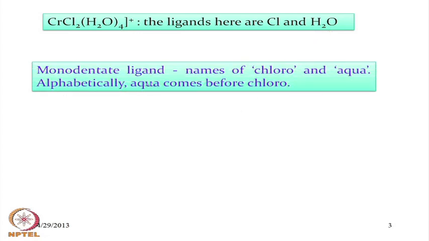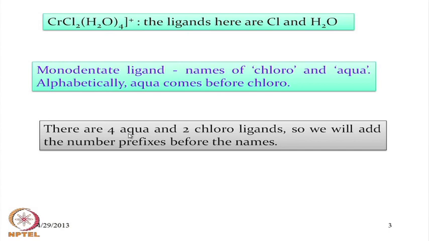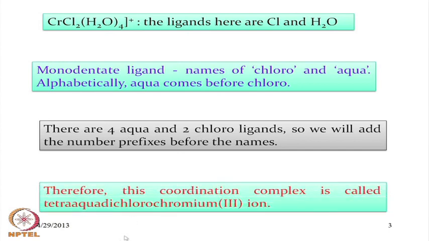So, when we have the monodentate ligands like Cl or H2O, we name them as chloro or aqua, and alphabetically we will find that A comes before C, therefore the aqua names will come before the chloro. And there are 4 such aqua molecules and 2 chloro ligands. So, we will also add the numbers as prefixes, and since these are not polydentate organic ligands, we will simply use the first type of nomenclature where we define the number of aqua molecules and the number of chloro ligands. Therefore, the naming would be like this. The coordination compound would be called tetraaquadichlorochromium(III).